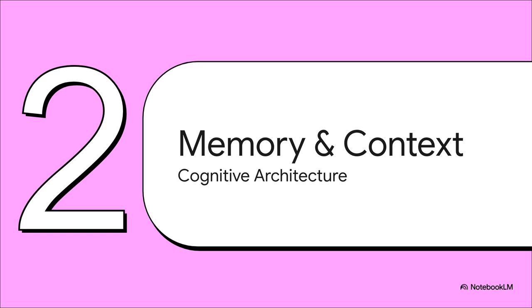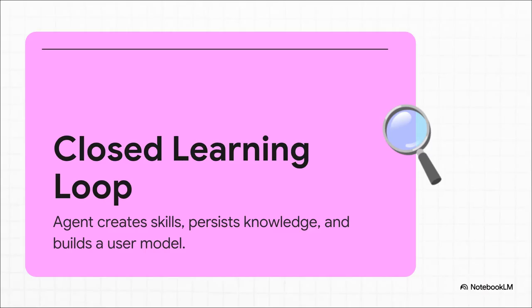Moving right along to Section 2, Memory, Skills, and Context. Okay, so the absolute secret sauce here is what the docs call the closed learning loop. Hermes is actually the only agent out there with this built right in. It actively curates its own experience, meaning it creates skills from experience, refines them while it works, and, get this, it literally nudges itself to save that knowledge. Because of this loop, your agent is getting genuinely more capable the longer you let it run.